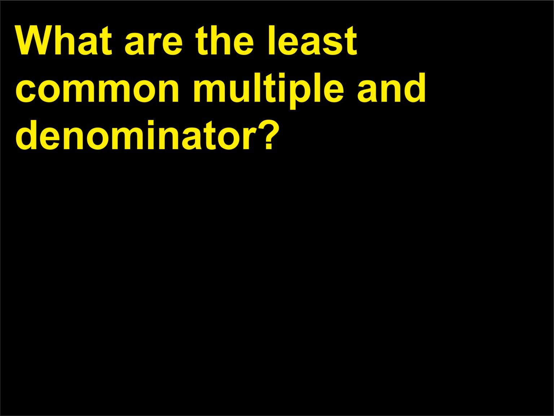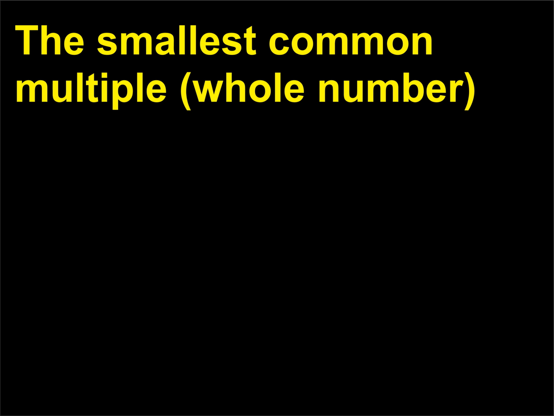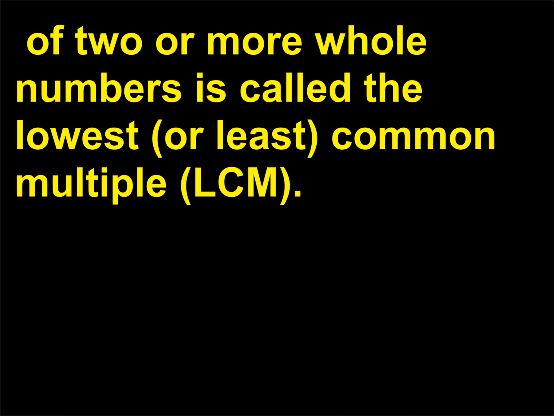What are the least common multiple and denominator? The smallest common multiple, whole number, of two or more whole numbers is called the lowest, or least, common multiple, LCM.